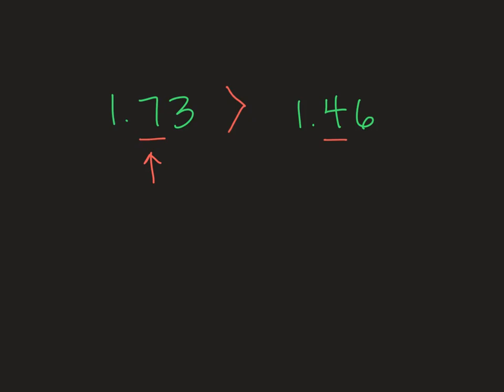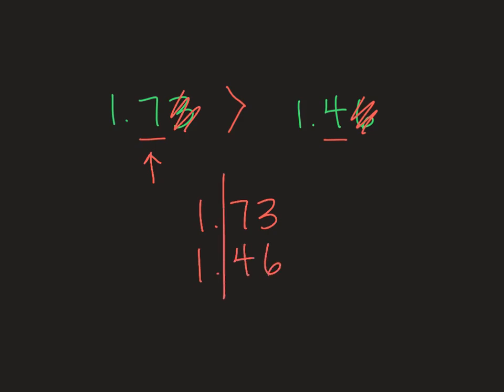So once I find my first place value column that is different, I don't have to go any further. So I'm not worried about this 3 hundredths and 6 hundredths, because I can stop comparing in that tenths column. So let's look at these numbers lined up in a place value column. 1 and 73 hundredths and 1 and 46 hundredths.